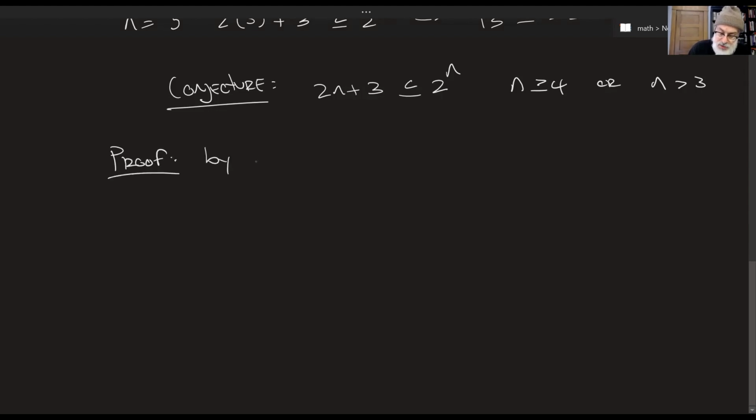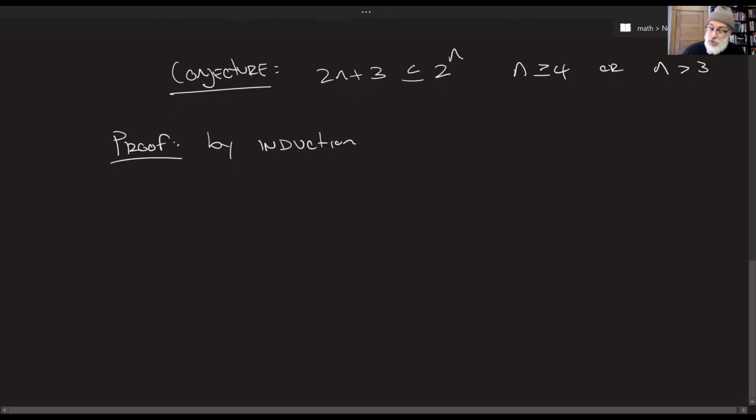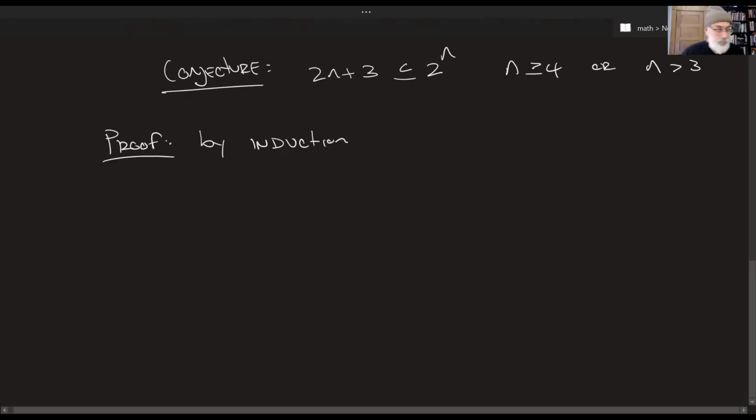Our proof is by induction. This is not necessarily by choice. I'm not choosing to do induction. I'm just following the question that was posed in the book. You could maybe do a different method to prove this, but it asks you to show this by induction. So that's what we're going to do.